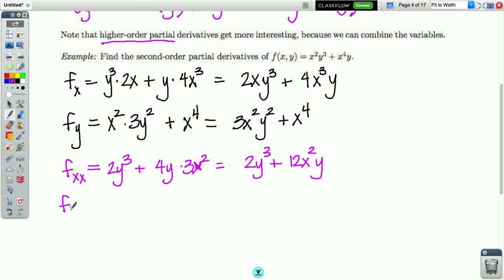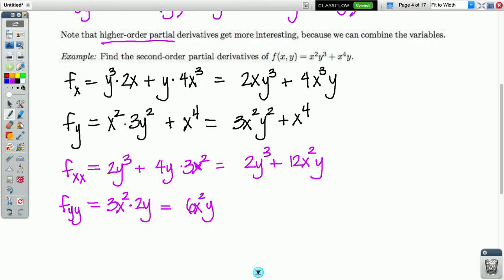I'm going to do the same thing again, except I'm going to differentiate my first order partial with respect to y. I'm going to differentiate that with respect to y again. And then I'm going to do something a little bit more interesting. So 3x squared is just a constant, and then I differentiate the y portion of this. And then x to the fourth, well, that just differentiates to 0 when I'm only differentiating with respect to y. So this becomes 6x squared y.